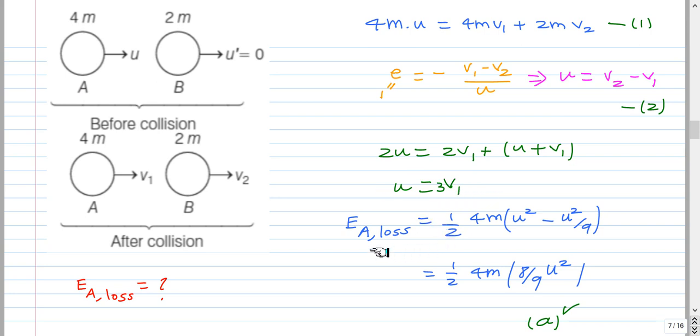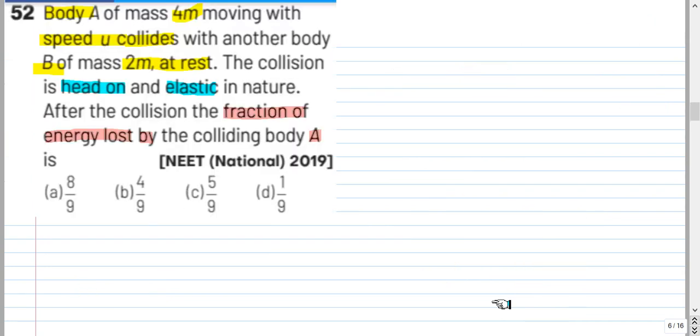The energy loss of A is final energy minus initial energy. Half mass is 4m, and initial velocity square is u square, minus final velocity square, which is u square by 9. So it is 8 by 9 u square into half into 4m. So the correct option is option E. The fraction is 8 by 9.